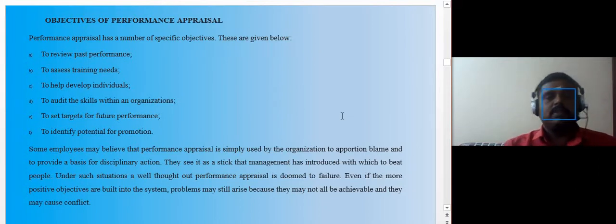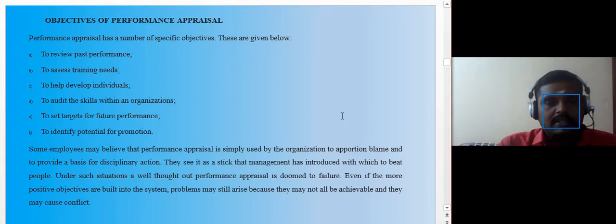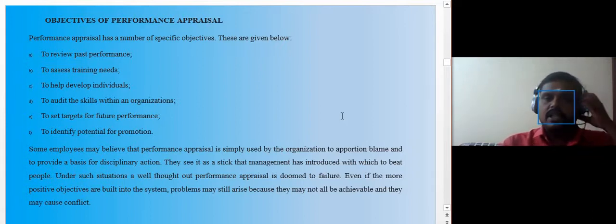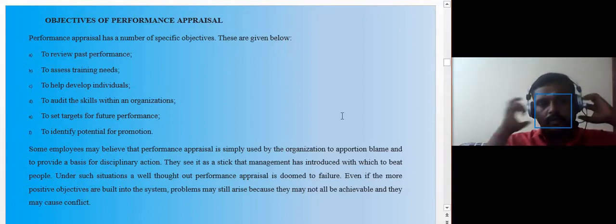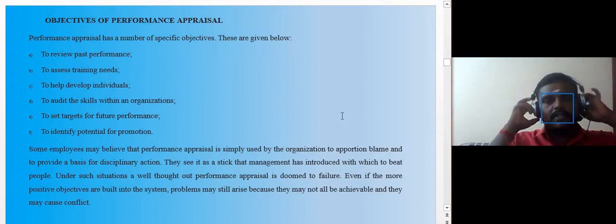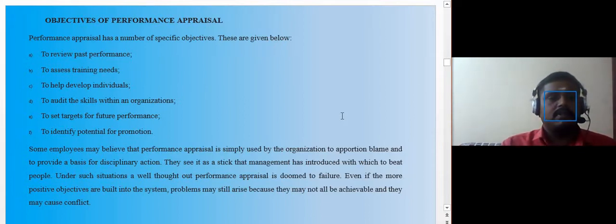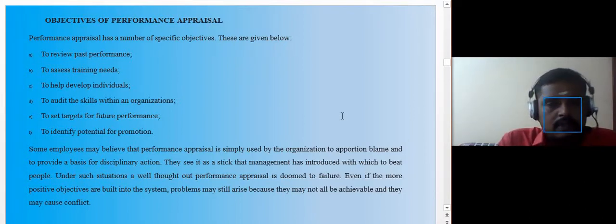The objectives of performance appraisal. The performance appraisal has a number of specific objectives. They are given below: to review past performance, to assess the training needs, to help develop individuals, to audit the skills within an organization, to set targets for future performance, to identify potential for promotion.